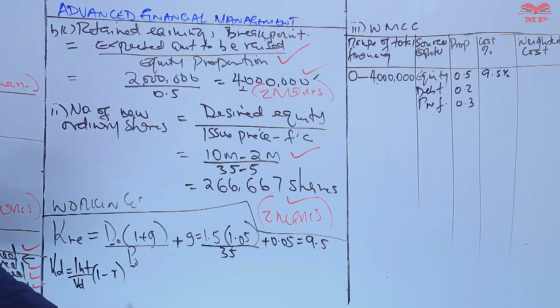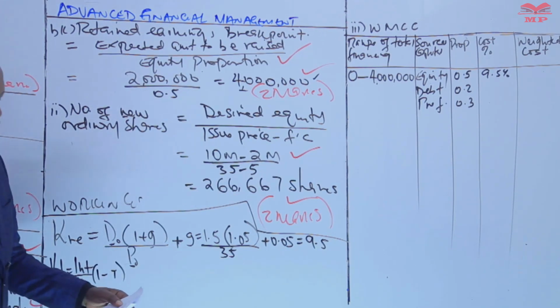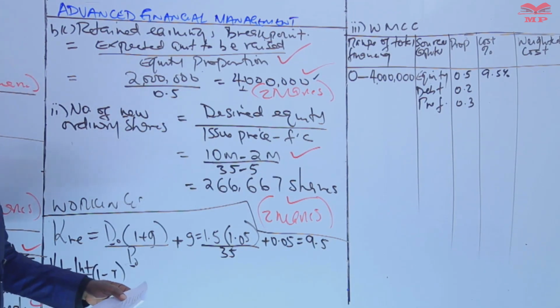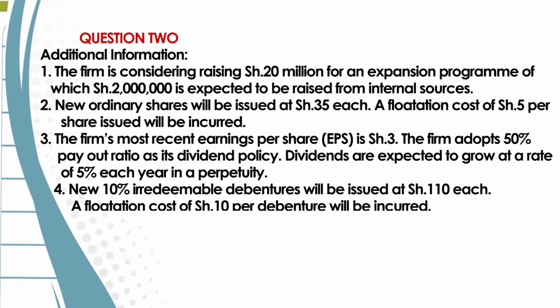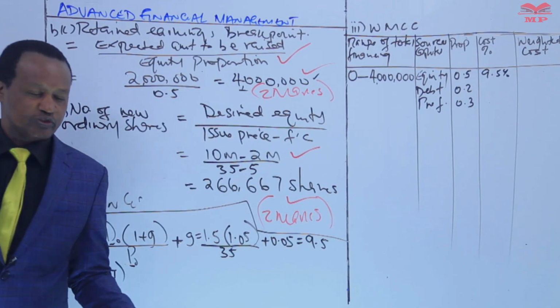So what is the interest? To determine the interest, look at note number 4. New 10% irredeemable debentures will be issued at 110 shillings each. A flotation cost of 10 shillings per debenture will be incurred. There is a flotation cost on this debenture. So what is the interest? Give me the interest.